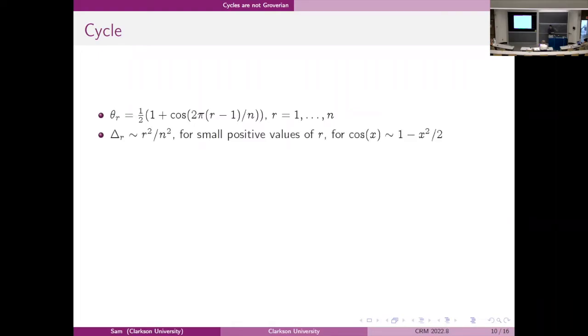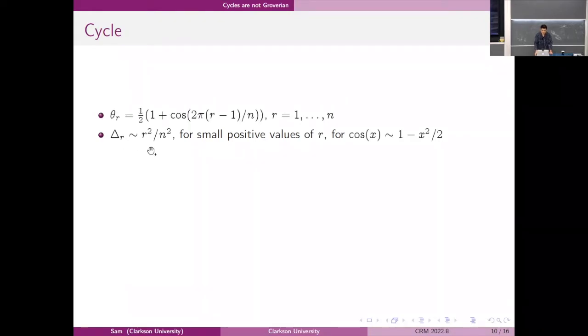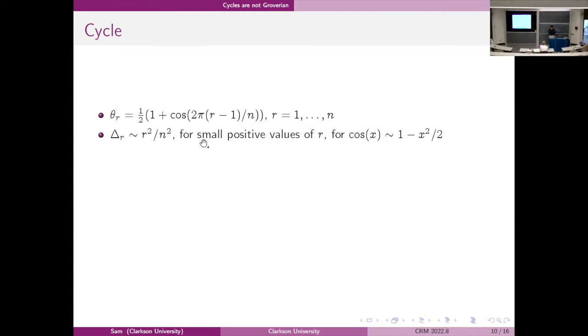We can compare the gaps in between the eigenvalues. So this delta r is defined by the principal eigenvalue minus the rth eigenvalue. So it's 1 minus theta r, and it's asymptotically the same as r squared over n squared for small r, because r is moving from 1, 2, 3 all the way to n. If r is much smaller than n, then r is a constant, and by using the cosine, it's asymptotically equal to 1 minus cosine squared over 2, and then we can get this result here.